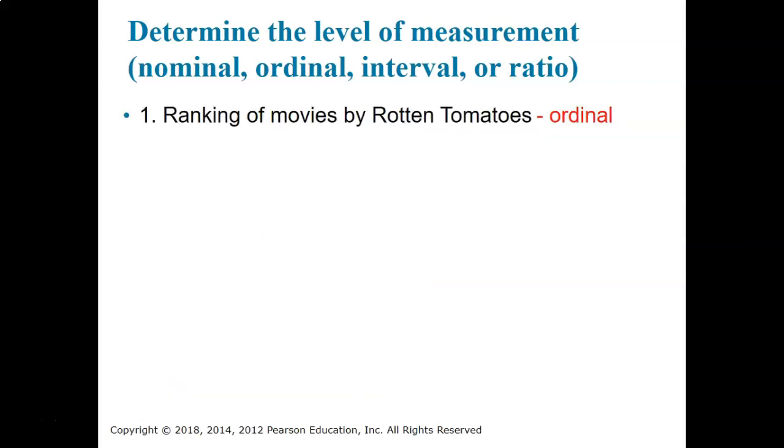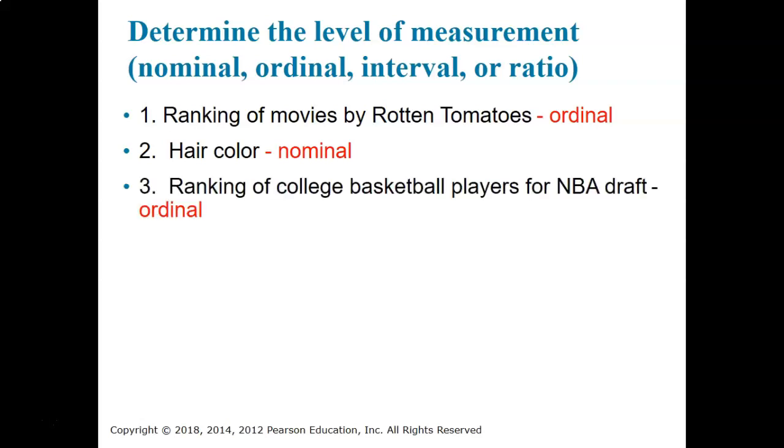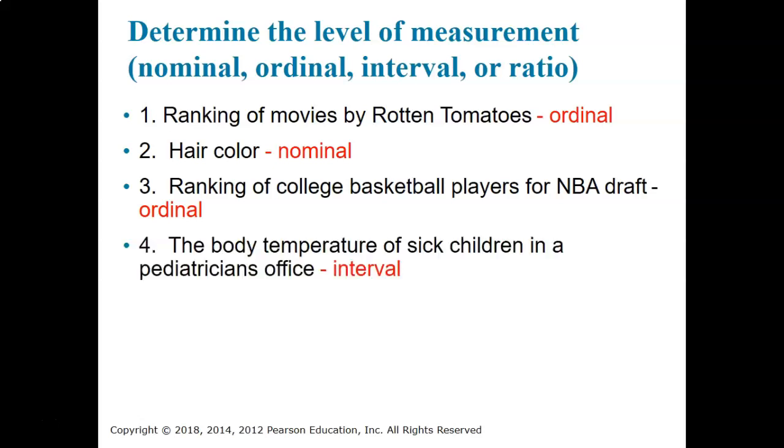Okay, so if we look at rankings of movies by Rotten Tomatoes, because this is ranking in order, it's going to be ordinal. So just remember order, ordinal go together. That's kind of an easy way to remember it. Hair color would be nominal because it would be categorical data, like brown, black, blonde, whatever. Those would be your nominal type data values. Ranking of college basketball players for the NBA draft, you're putting them in order, so it would be ordinal. The body temperatures of children are generally measured in Fahrenheit or Celsius, so that would be interval data.